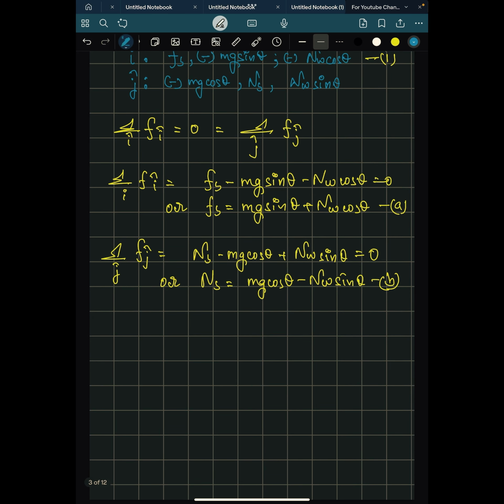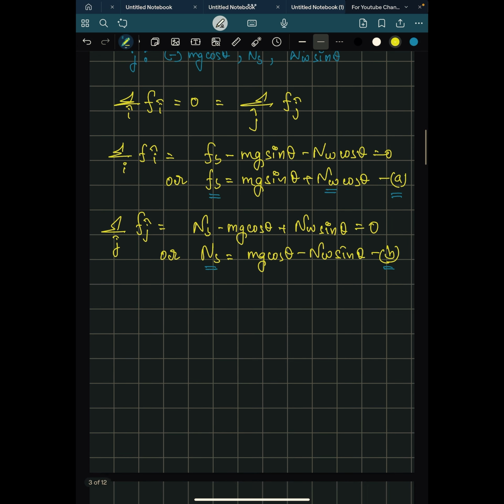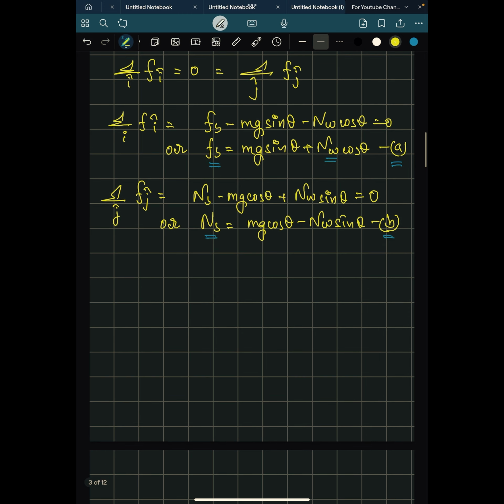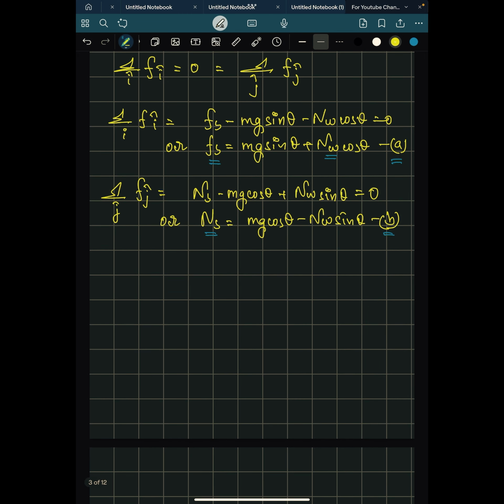Just look that there are basically three unknown variables, which are Fs, Nw, and Ns, and there are just two equations, like A and B. So there must be some other equation. Three unknowns require three equations, and we will solve those three equations to identify these three unknown variables. So the other equation can be figured out by balancing the moment.